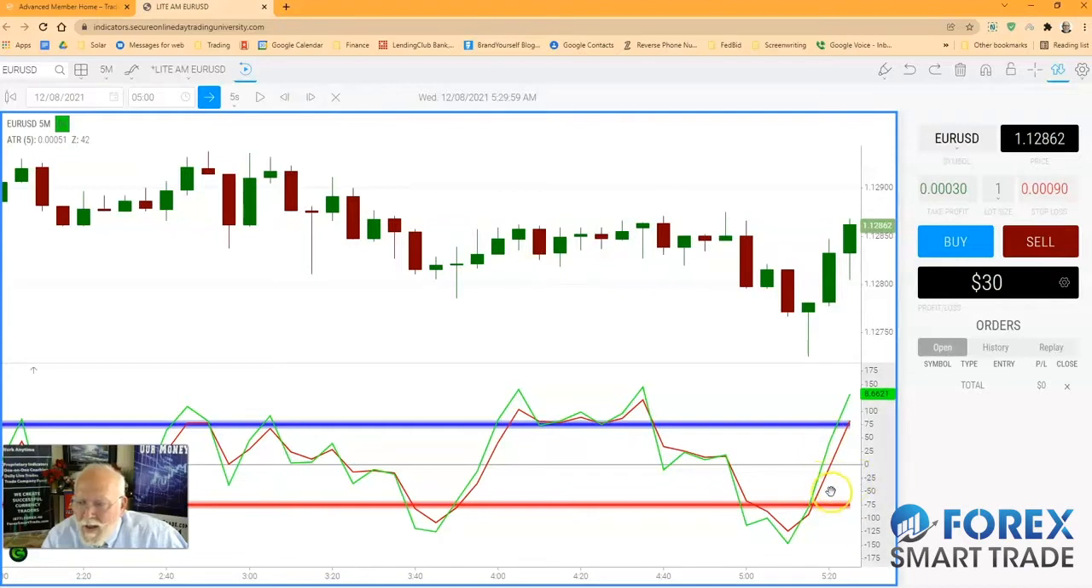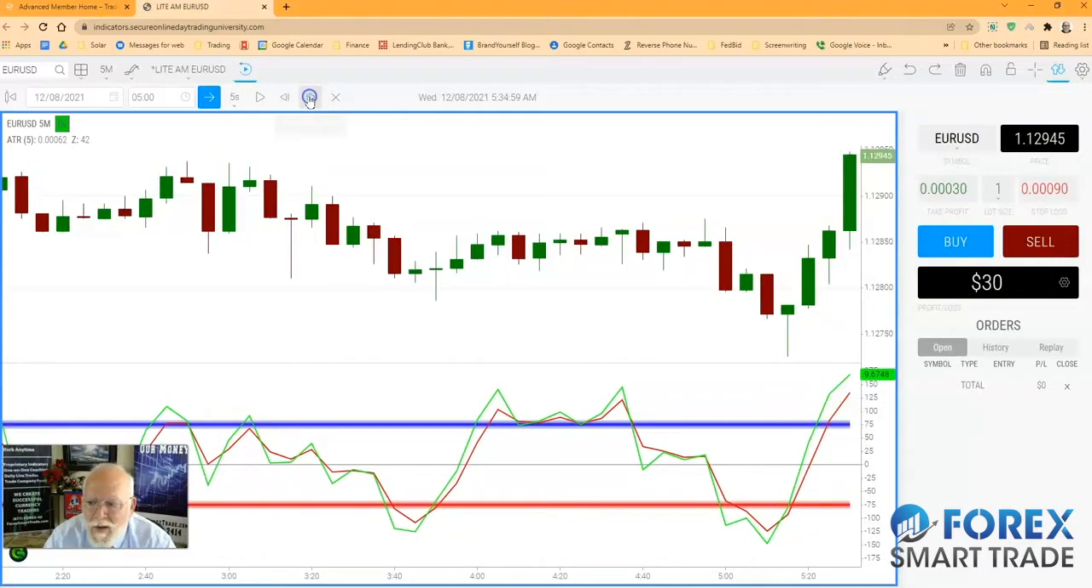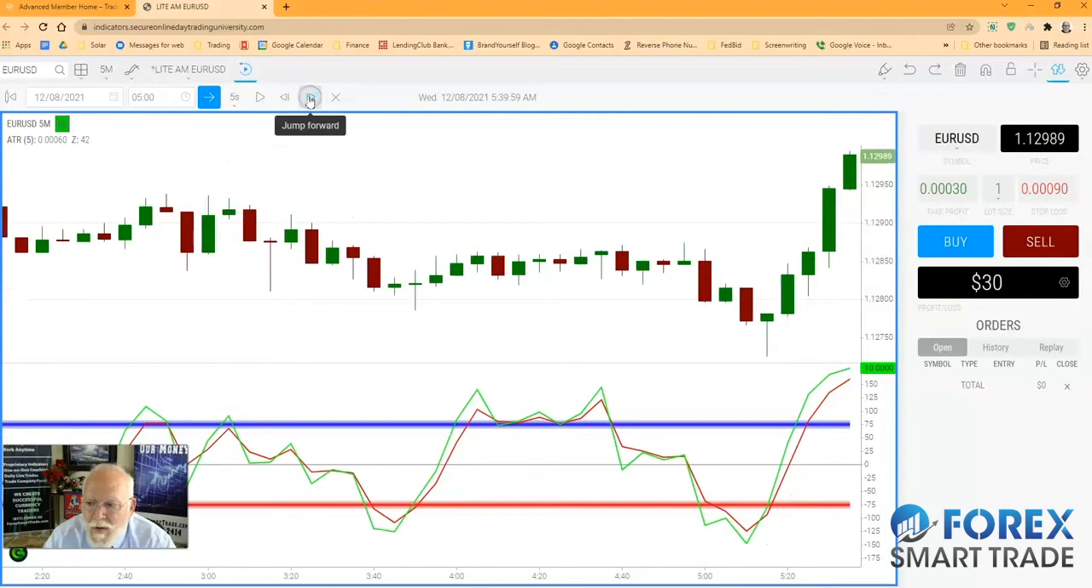Theoretically, we could have taken another 3 pips here since it was less than halfway. But again, that's adding complexity to it. Right now, I'm keeping it as simple as I can. When the line's down here pointing up, we're going to take a buy. When the line's up here pointing down, we're going to take a sell. So let's keep going.